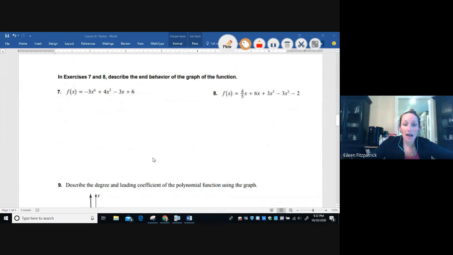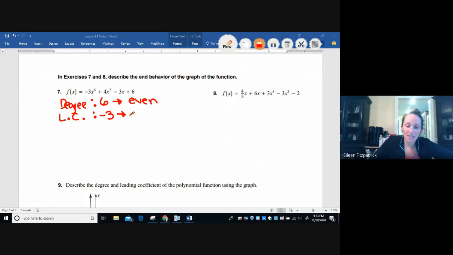The first thing I'm going to do is have you make sure it's in standard form and tell me the degree and the lead coefficient. This is in standard form, so I can just look at it and see that my degree is 6 and my lead coefficient is -3. I actually don't even really care about the actual number. I really want to know for degree, is it even or odd? And for lead coefficient, is it positive or negative? So my degree is even and my lead coefficient is negative.